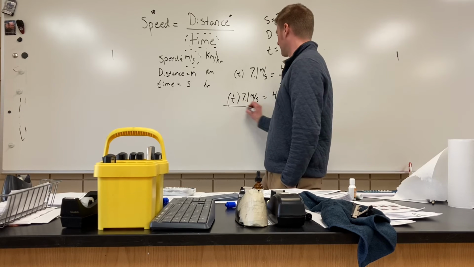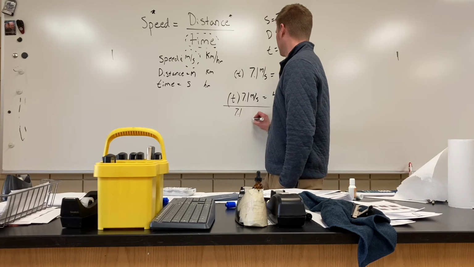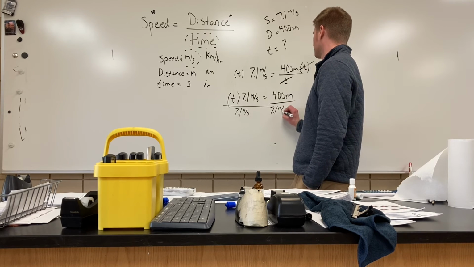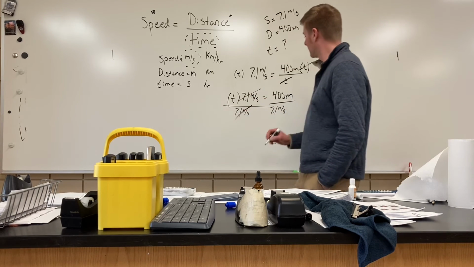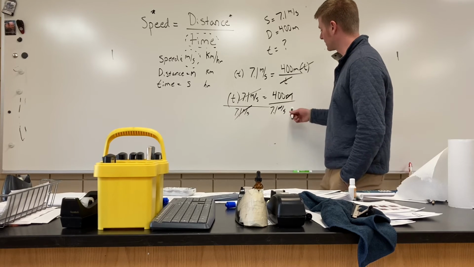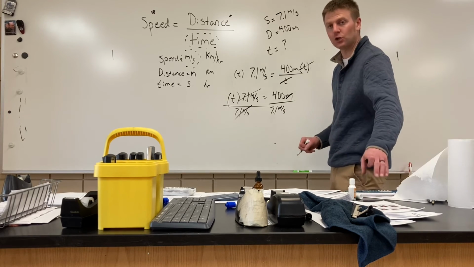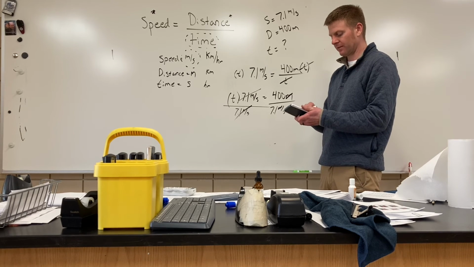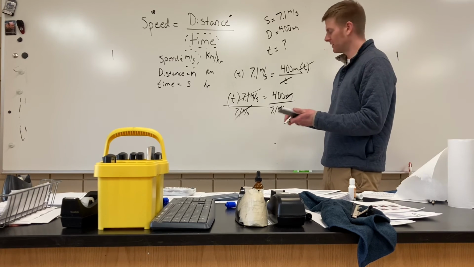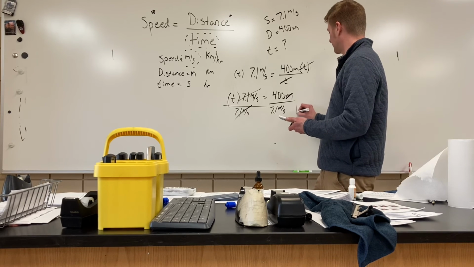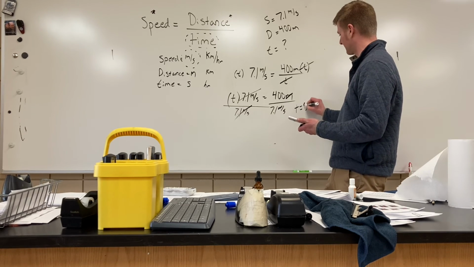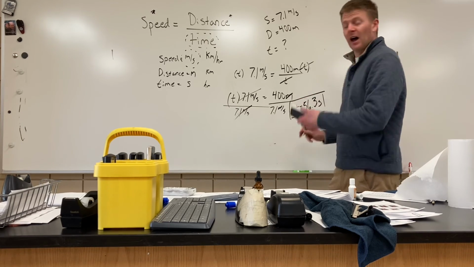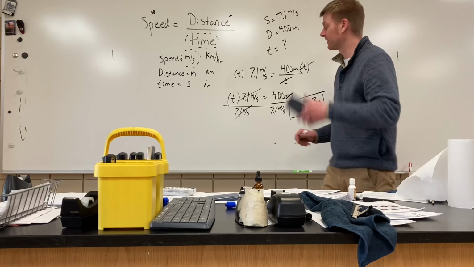Now your t is being multiplied by 7.1. So I'll simply divide both sides by 7.1 meters per second. These cancel. My meters cancel on both sides, so I'm going to be left with seconds for my units. And then 400 divided by 7.1, going to get an answer of t is equal to 56.3 seconds. Excuse me on that one.